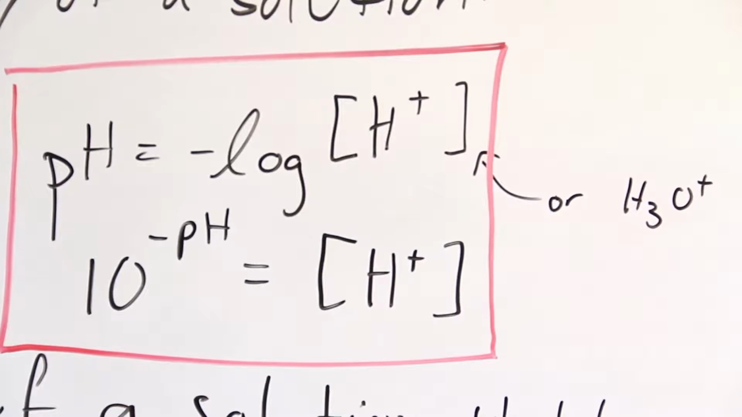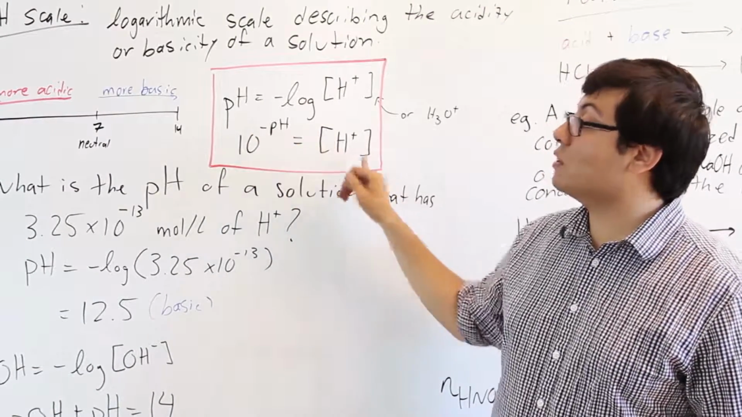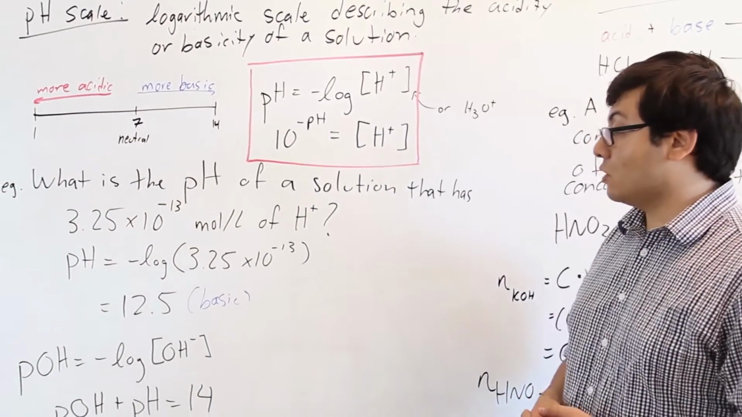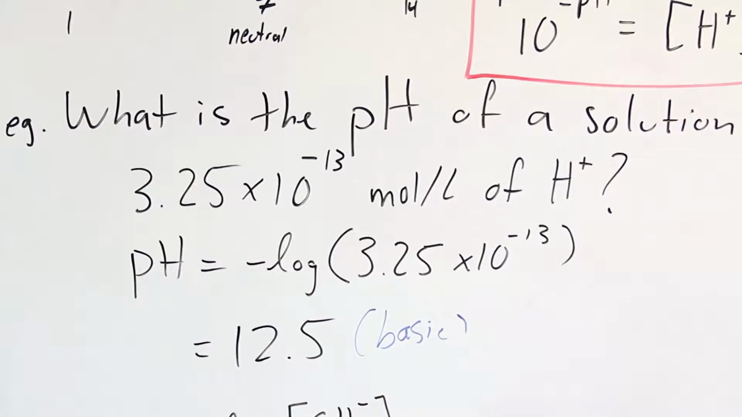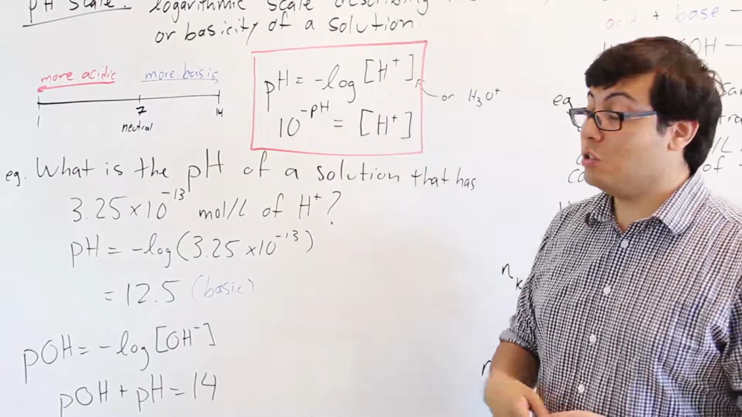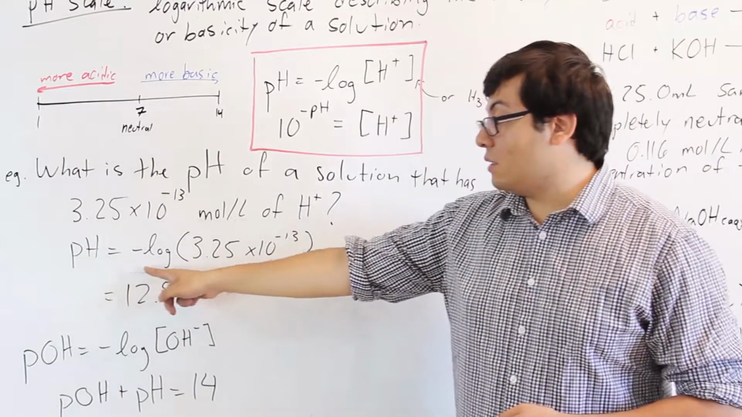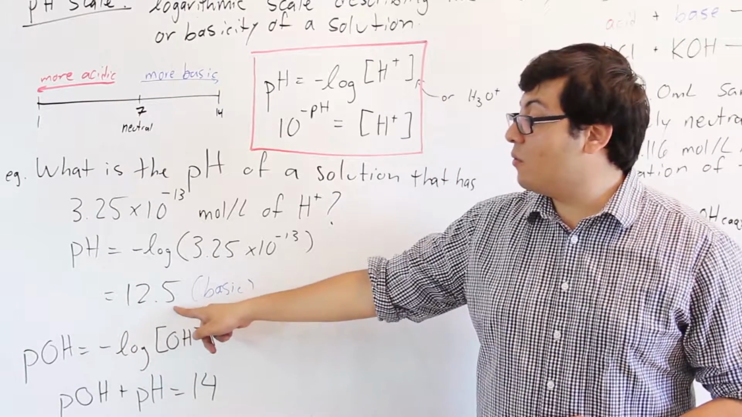If you want to go backwards and you have the pH and you want to get the concentration of H plus, you just use this formula instead. So let's do an example. What is the pH of a solution that has 3.25 times 10 to the negative 13 moles per liter of H plus? We have the H plus concentration, so we're going to use this formula right here. So pH is equal to negative log of that, which gives us a pH of 12.5.